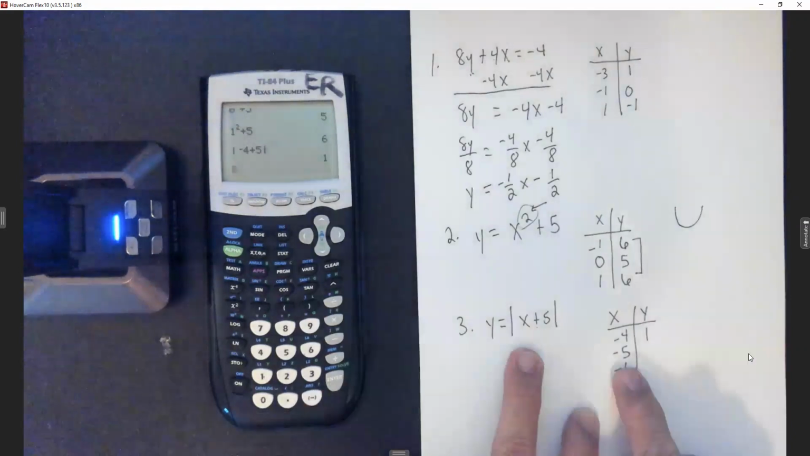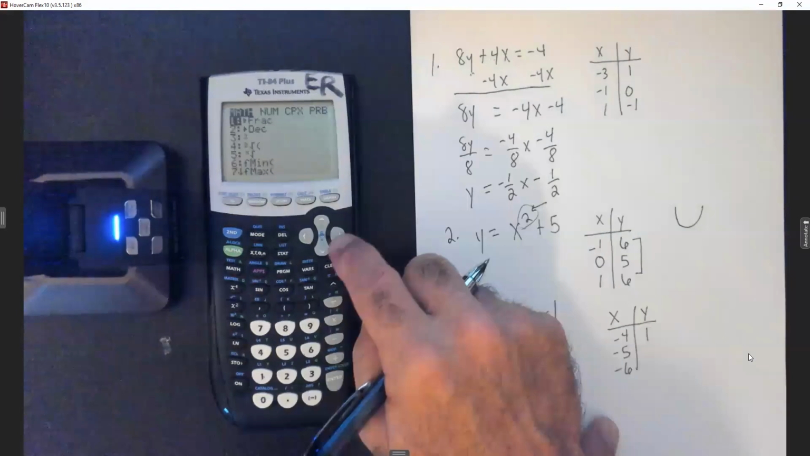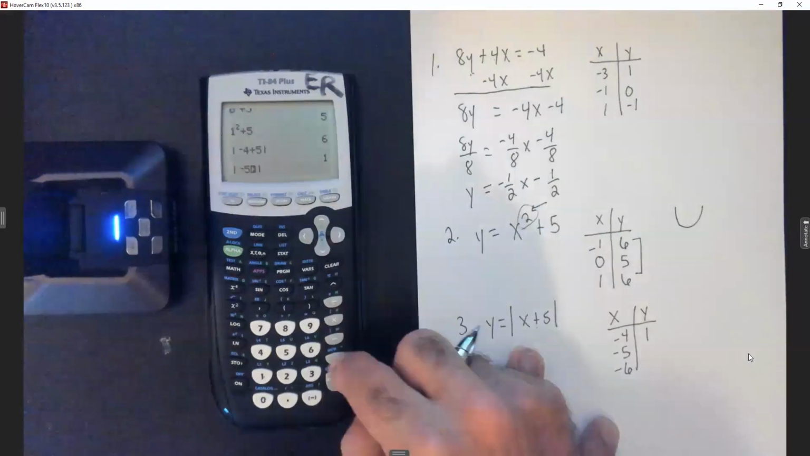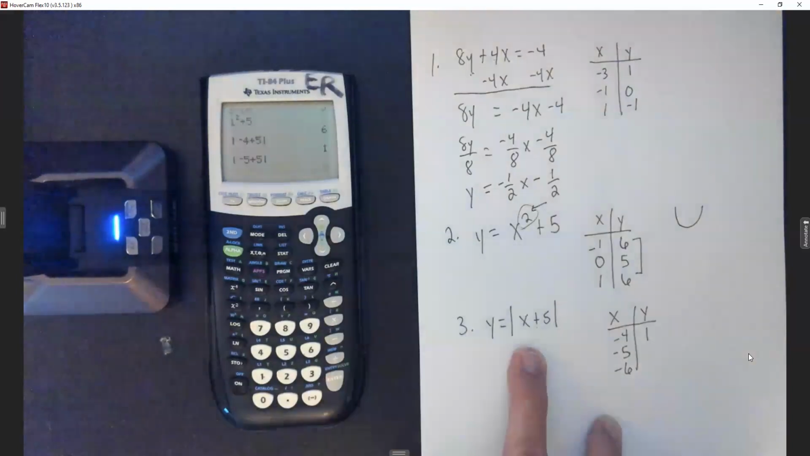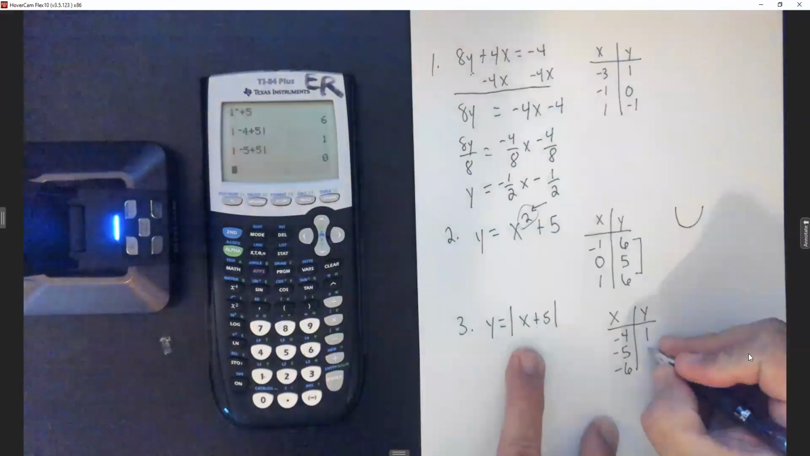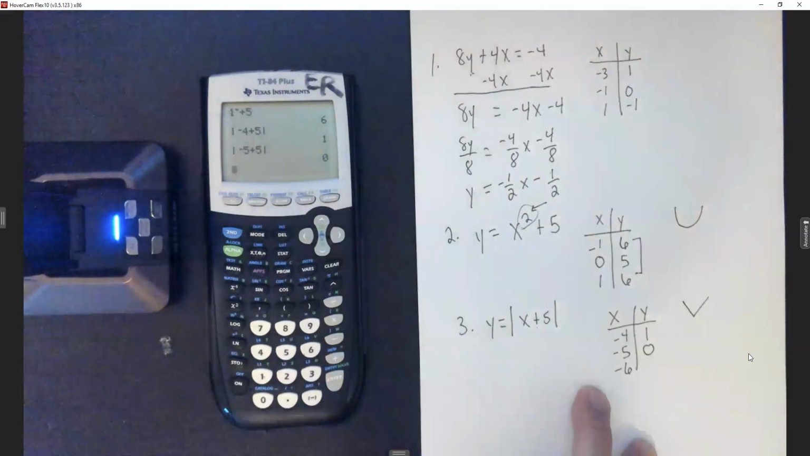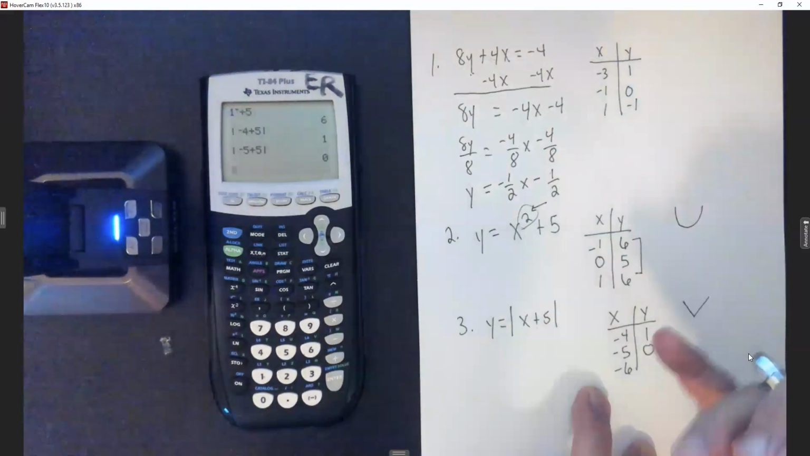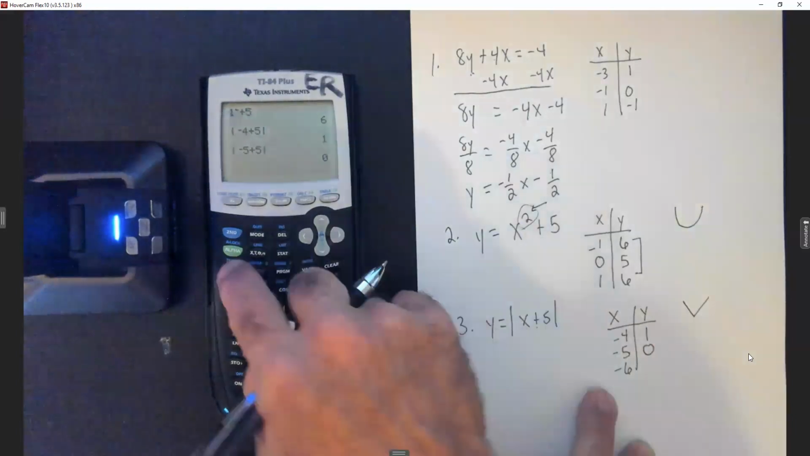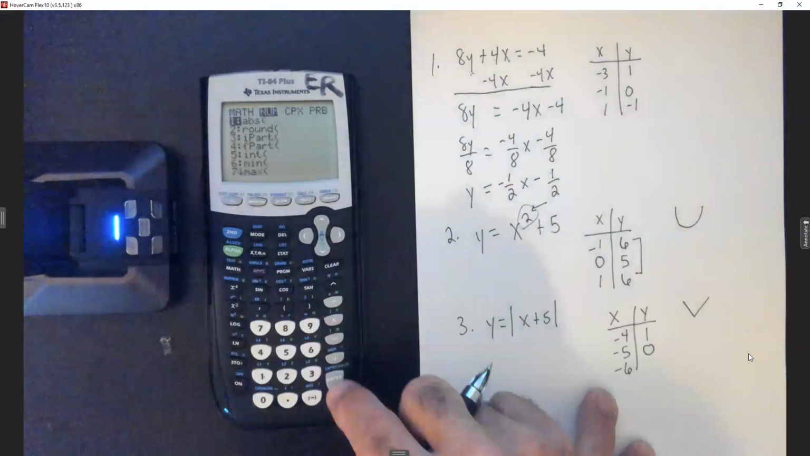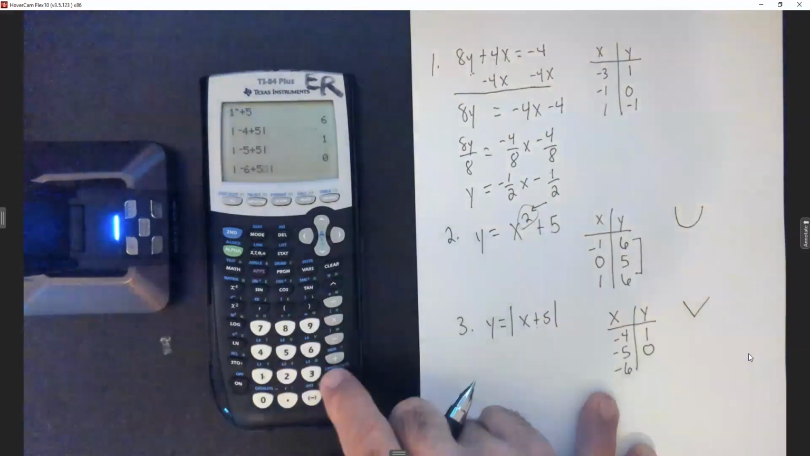Then I would put the -5 in there. So math, arrow over the number, enter. That would be -5 plus 5 inside the absolute value. Hit enter. That's going to give me a 0. Now remember, absolute value uses the V tool. So these graphs are also going to be symmetric. So when we put that -6 in, so math, arrow over, enter, -6 plus 5, notice it's going to give me another 1.